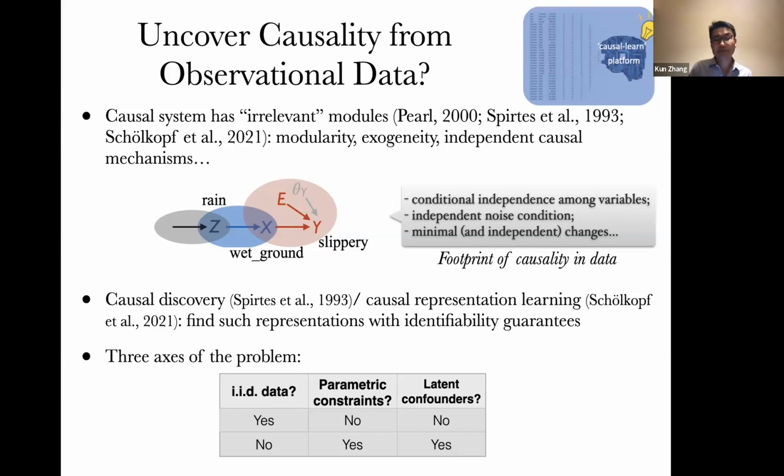Basically, all those methods for causal discovery, or for learning causality from data, can be understood as different instantiations of the so-called modularity property. The modularity property is also known as the exogeneity property in economics and as independent causal mechanisms in machine learning. Basically, it says the following. Right here, we have an example. We have multiple variables: rain, wet ground, slippery.